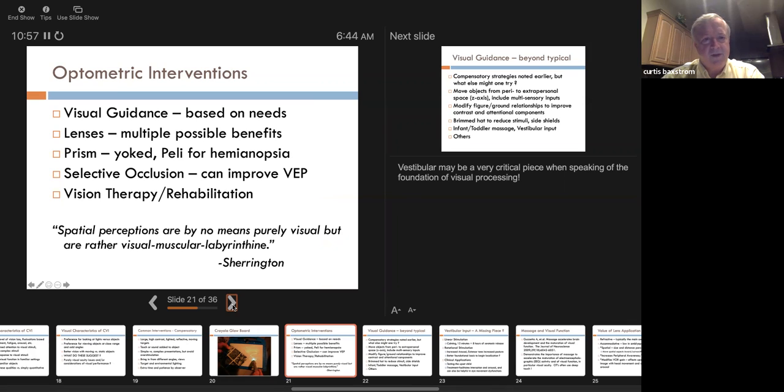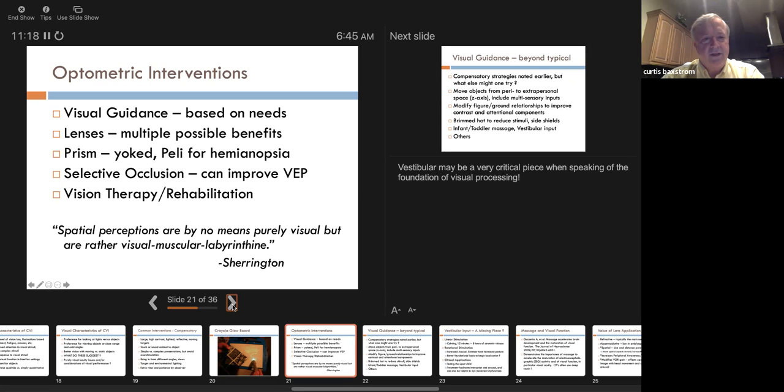We're going to use a prism, possibly yoke prism or Peli prisms for visual field loss. We can also do selective occlusion, which is often called binasal occlusion. And this can often improve your VEPs, and therefore the amplitude signals of the VEPs can be improved. Vision therapy and also vision rehabilitation.